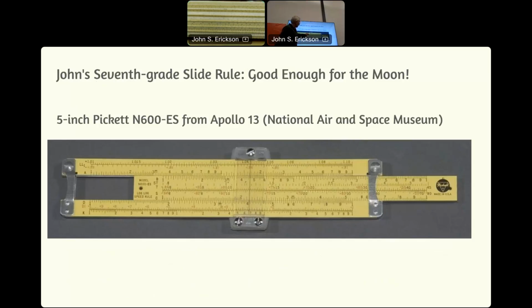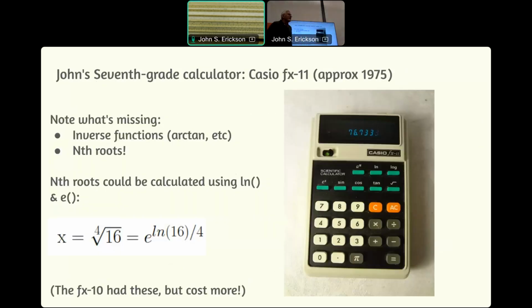Buzz Aldrin, the second guy on the moon, had this same model. It's a 5-inch Pickett. I bought that with my lawn mowing money in 7th grade. But John moved on. In January of my 7th grade year, I bought my first handheld calculator.